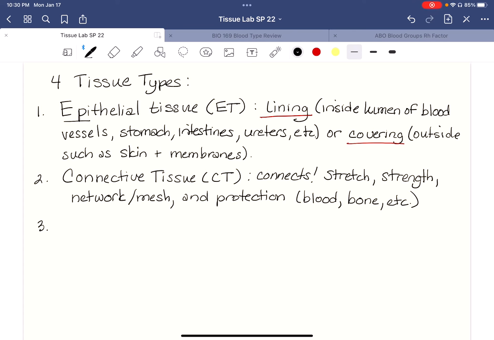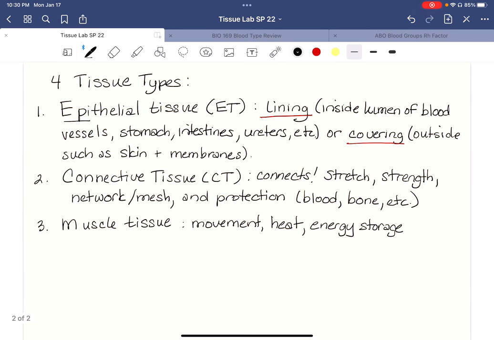Okay, the third type, and again, this is just an overview, is muscle tissue. Muscle tissue is for movement, obviously, moving the skeleton, generating heat through shivering and or just motion, and then energy storage. It contains myoglobin, which can store oxygen as well, but we will focus on that during the muscle chapter.